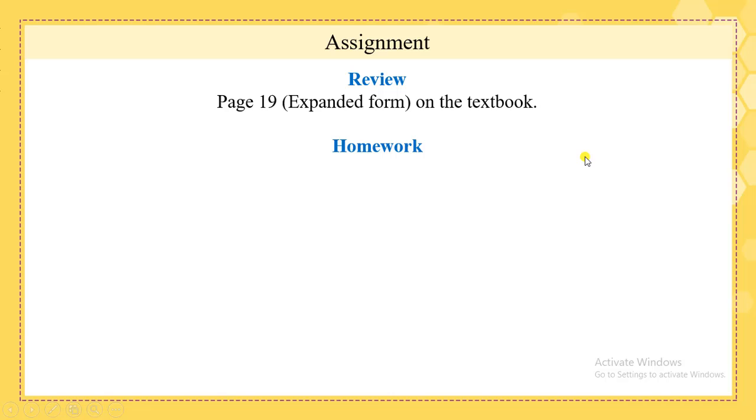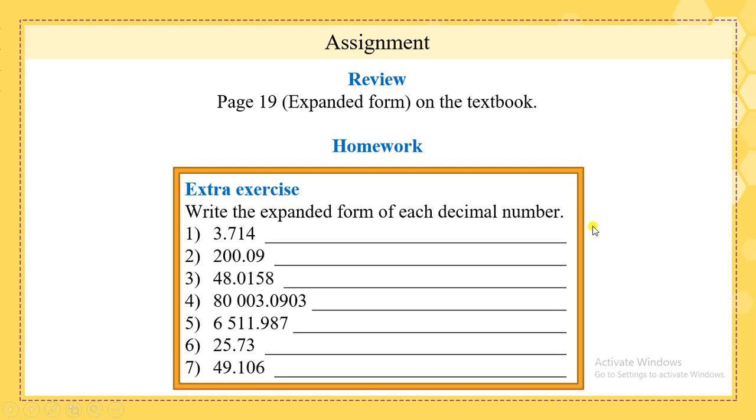Your assignment will be to review page 19 expanded form on the textbook and to solve this extra exercise as a homework.